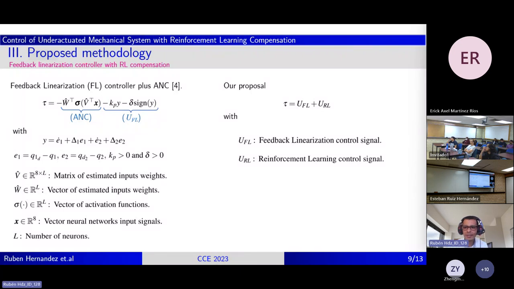Once the agent has learned to perform the task, we use it to compensate for unknown dynamics in a control scheme previously reported in the literature. In previous work, a feedback linearization controller with adaptive neural network compensation is proposed for the control of the rotary inverted pendulum. In our work, we propose to demonstrate that reinforcement learning-based compensation is superior to adaptive neural network compensation. So we propose to replace the adaptive neural network compensation with the previously trained reinforcement learning agent.